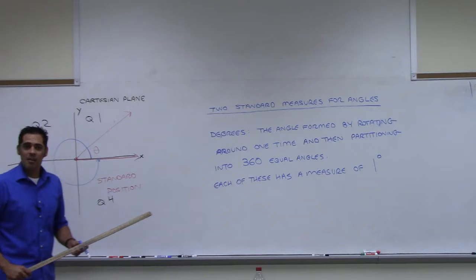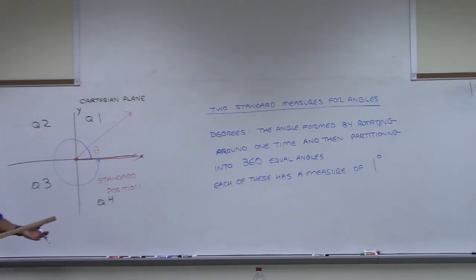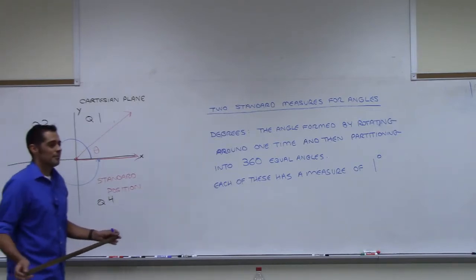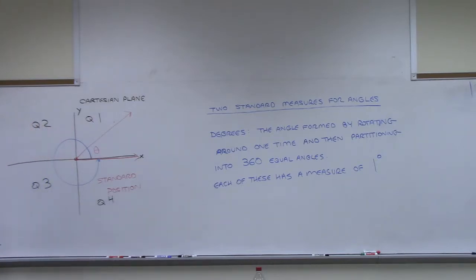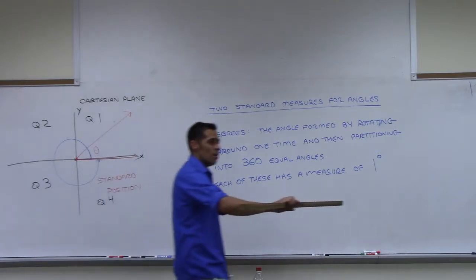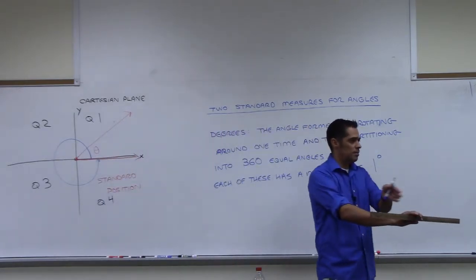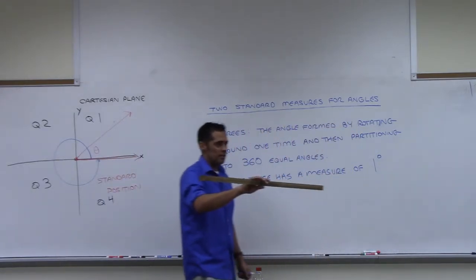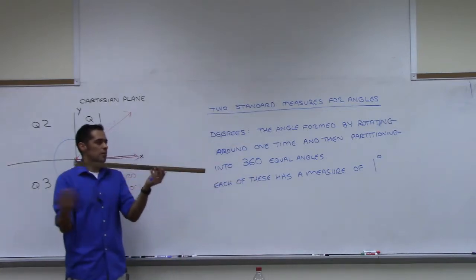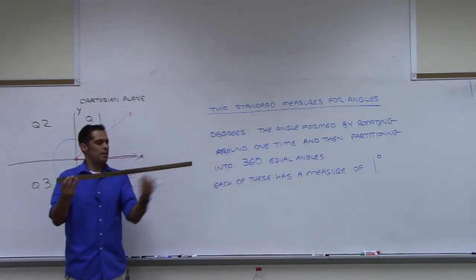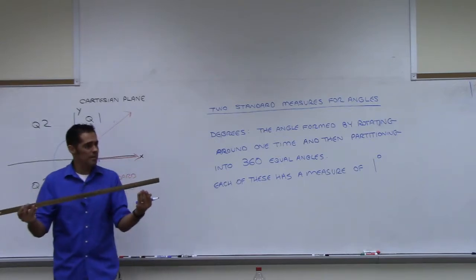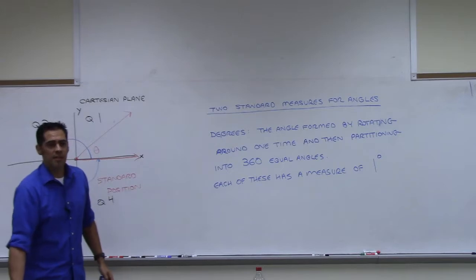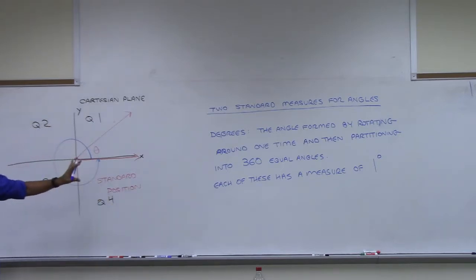Imagine no one had ever told you 360 before. Like if I just hand you this ruler and I say, go ahead and cut it into equal segments. You get to choose how many you want, right? You could cut it right in half and have 2 equal segments. You could cut it into thirds and have 3 equal segments. You could have cut it into 10 pieces, right? So why 360? Actually, there's some historical reason why, but they could have used any number, right?